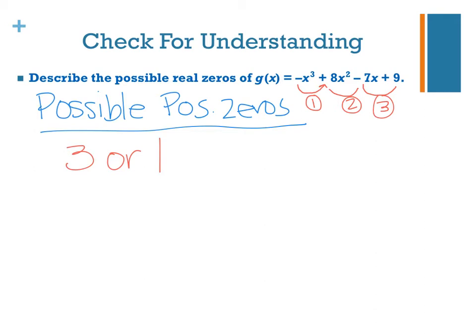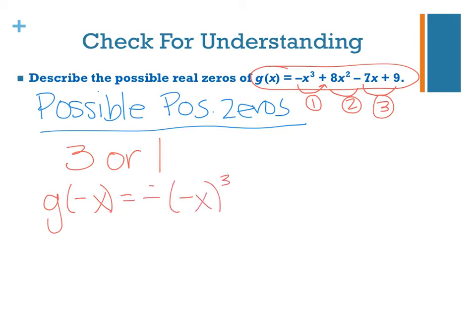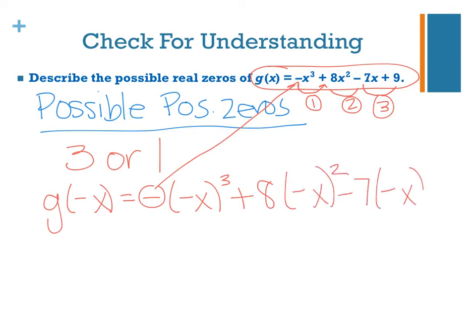And for negative zeros, we have to evaluate this function for negative x and then count the sign changes. So g of negative x is going to be negative x cubed. This negative comes from in front of the x cubed term. Then I have plus 8 times negative x squared minus 7 times negative x plus 9. So a negative x cubed is negative x times negative x times negative x, which is negative x cubed, and then this minus sign out in front makes it positive. So I have x to the 3rd.